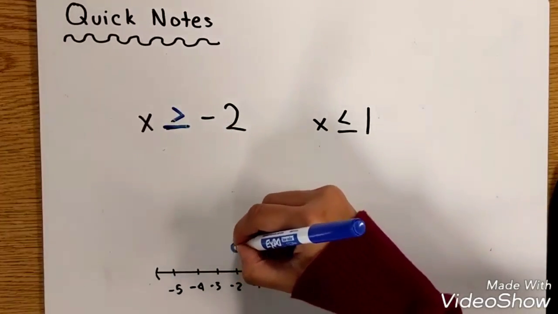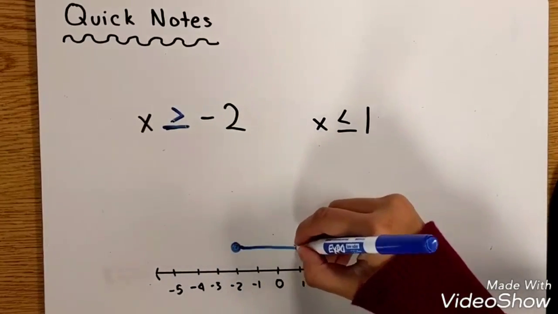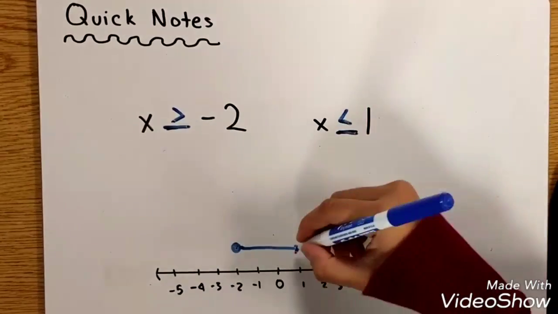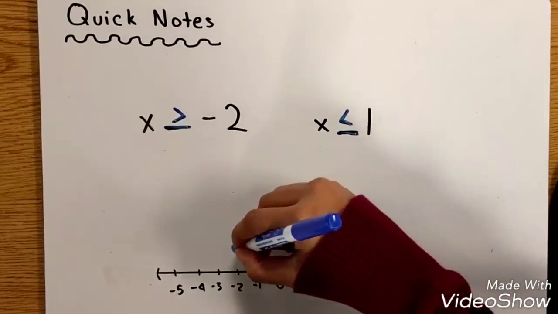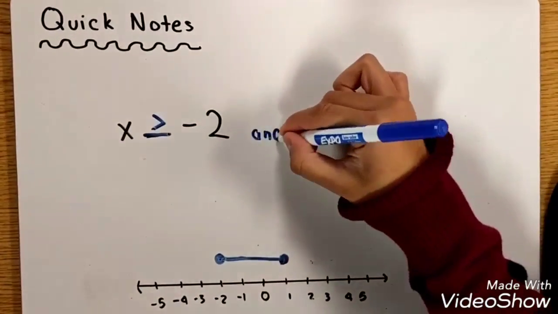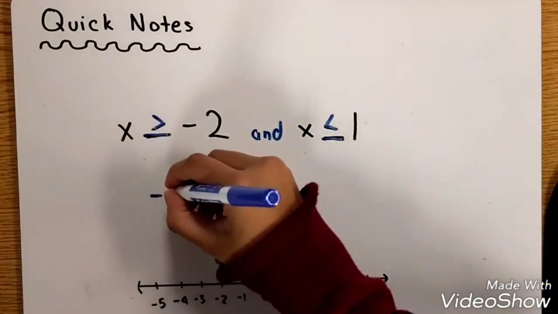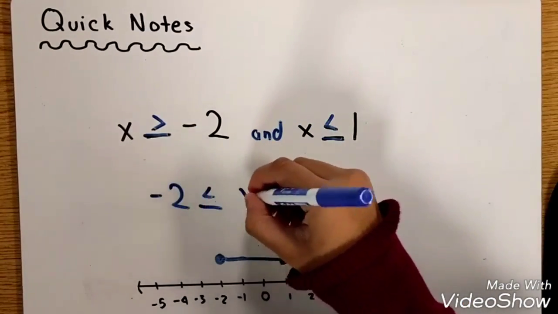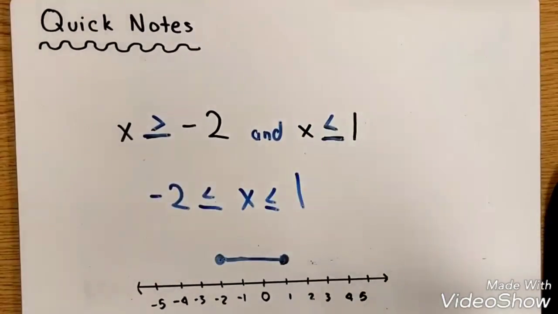Here we have the inequalities x is greater than or equal to negative 2 and x is less than or equal to 1. We graph these with closed dots and you'll see that they face each other. When they form one line segment, it's an AND statement. We then write the solution like this with the variable in the middle.